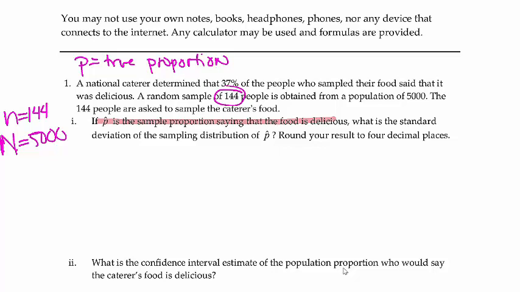Yeah, so I don't love the way they worded this. They're saying your p hat is 37%. 37% of 144 is, what did you get, Leo? So 53.28 or 53.